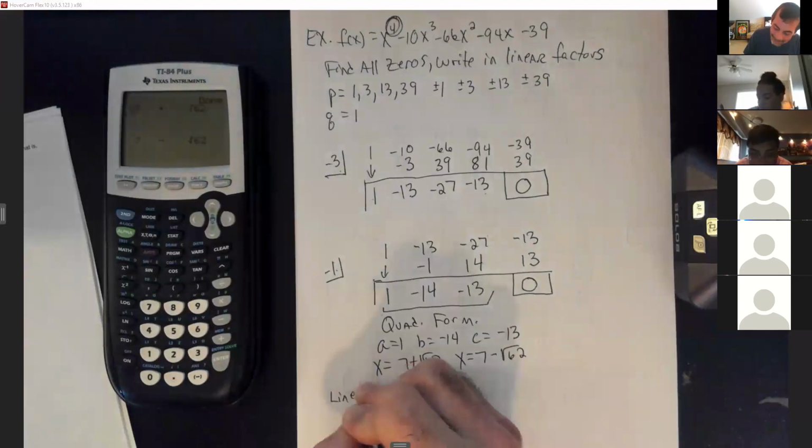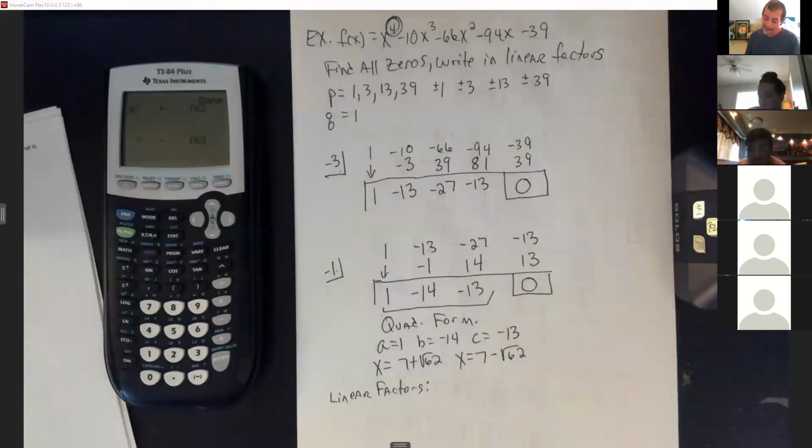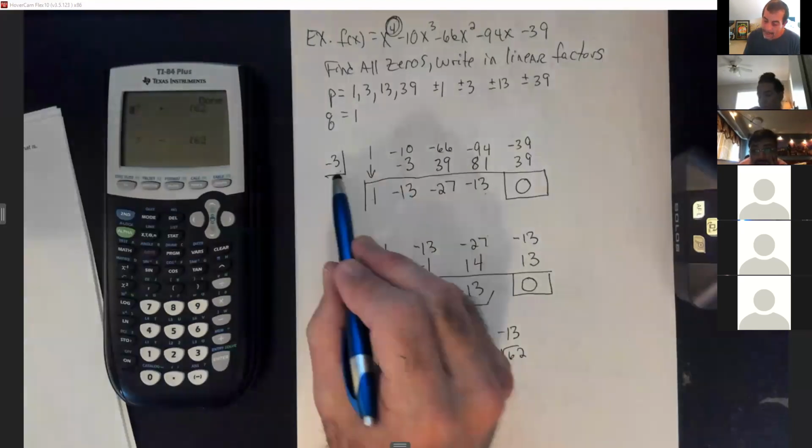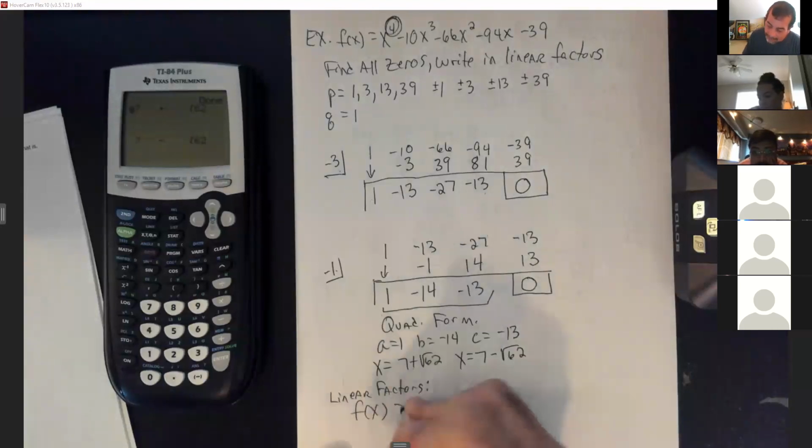Now, the fun part on that is the linear factors. So they're going to give me the f of x equals, I had 4 zeros, so I'm going to have 4 parentheses.